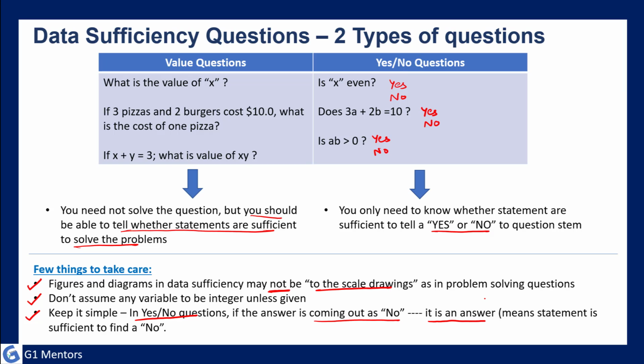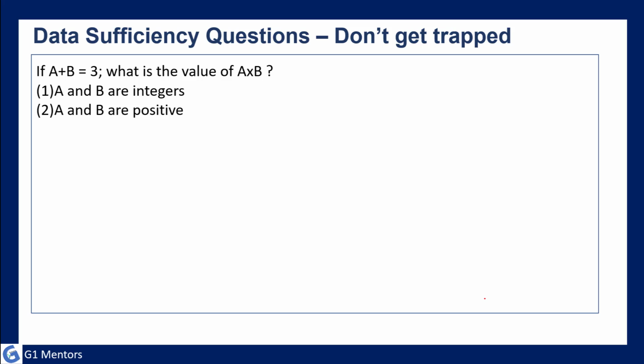Okay, so now let's see by an example how test writers try to trap you in data sufficiency questions. This is a very simple question: if a plus b is equal to 3, what is the value of a times b? Before that, I need to write A, D, B, C, E. In every data sufficiency question you need to write this AD slash BCE.